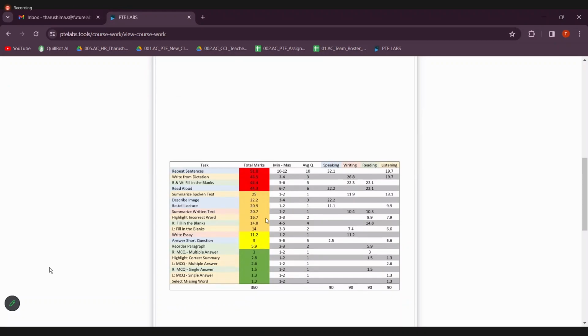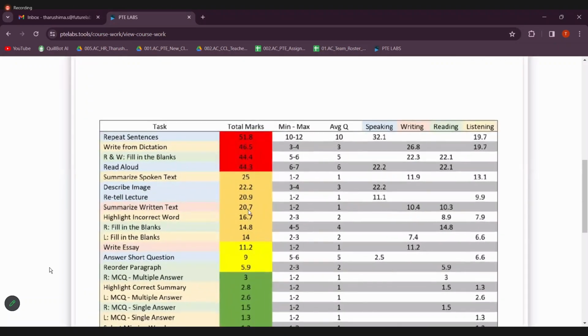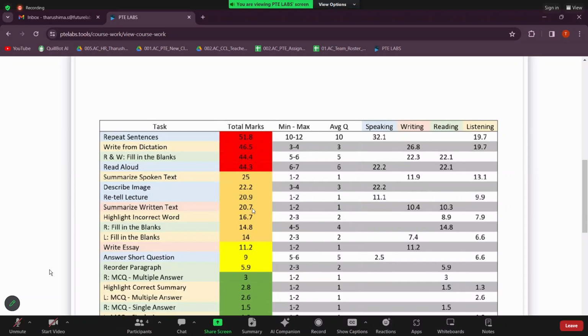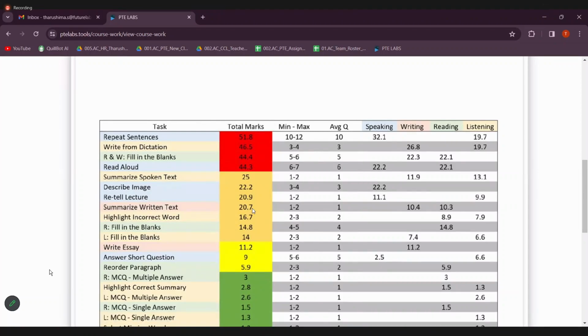So for the summarized written text, you will be given 20.7 marks. So that will be the total. If you were given 2 questions, it won't be 40.14, right? It's just 20.7. Even though there are 2 questions, the marks will be the same. You won't be given separate 20.7 marks. Only the time will be given separately. Is it clear?